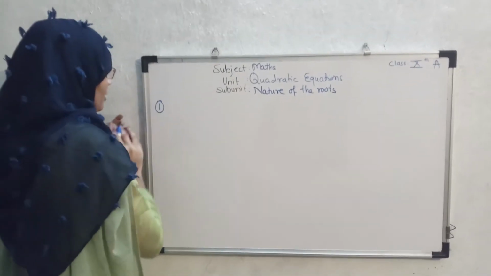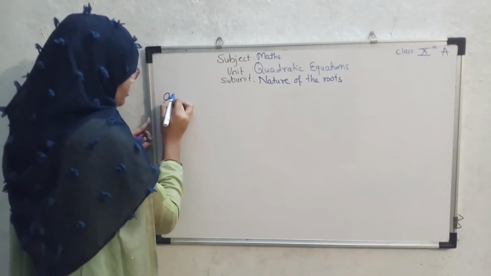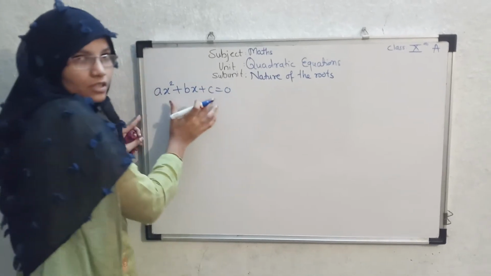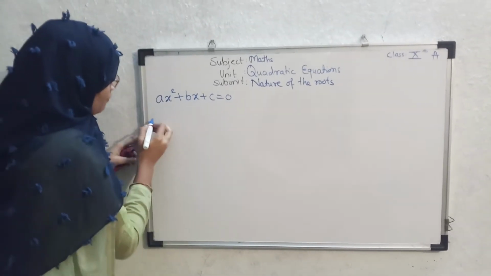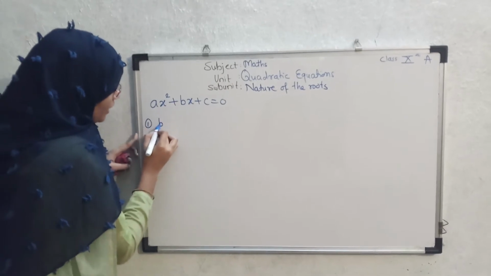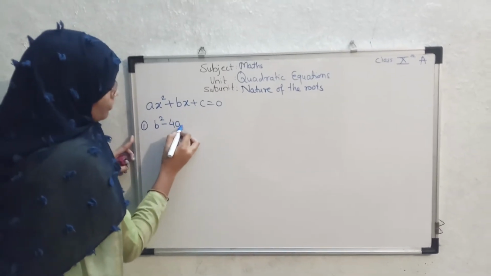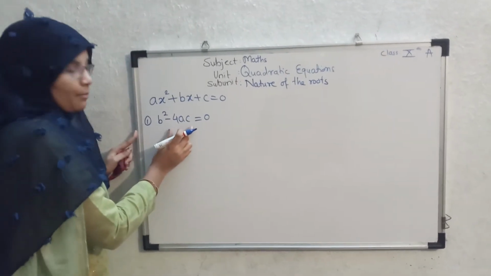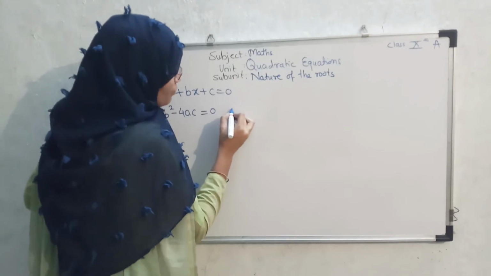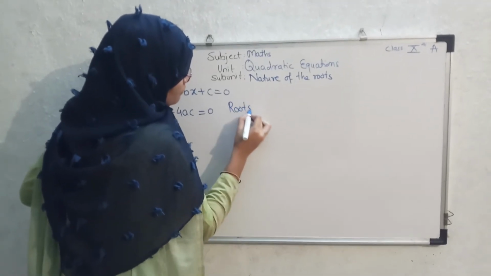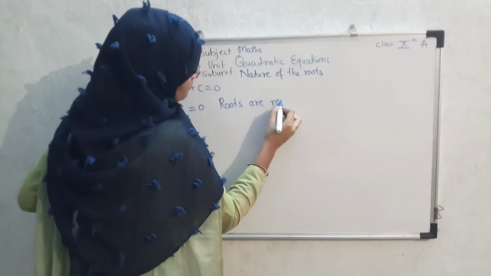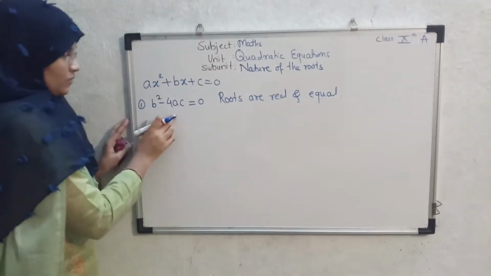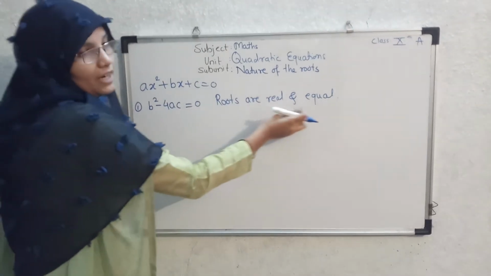First condition: if the given quadratic equation is ax square plus bx plus c is equal to 0, the standard form, and the value of b square minus 4ac is 0, then our roots are real and equal.